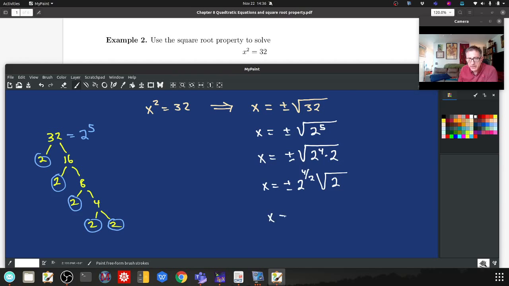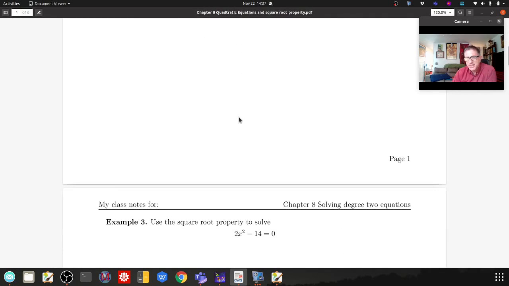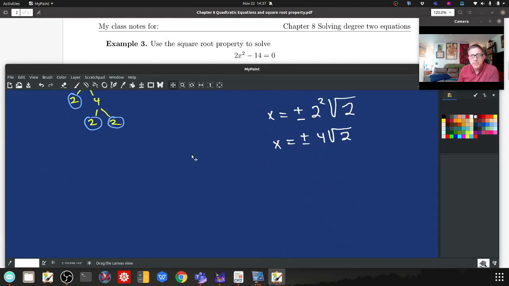So that gives me x is equal to plus or minus 2 to the 4 divided by 2 is 2 squared times 2. And my final answer is x is equal to plus or minus 4 times the square root of 2. So pretty much the only work there was to reduce the number under the radical to its lowest form.